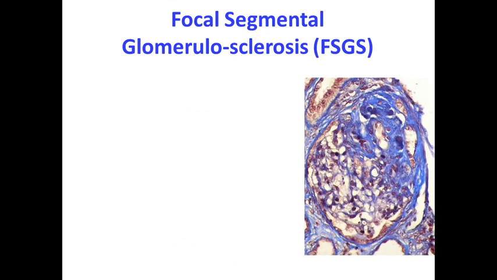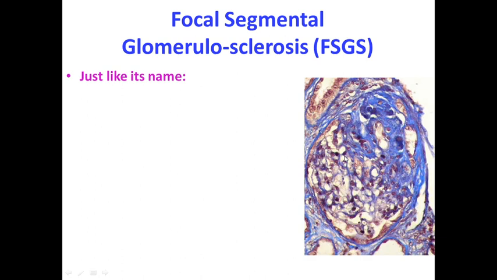The second cause of the nephrotic syndrome is the focal segmental glomerulosclerosis. As the name implies, focal means some glomeruli, and not all glomeruli in the kidney are affected. Segmental means a segment or part of the glomerulus is affected, and not the whole glomerulus. As you can see in this picture, you find this segment affected by disease, whereas the rest is normal, and it is glomerulosclerosis.